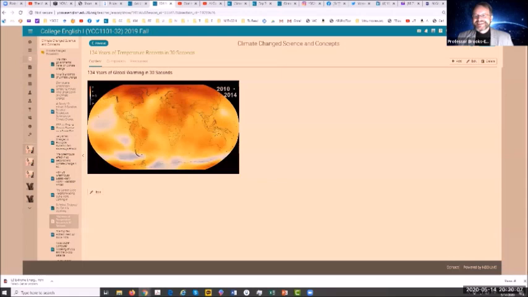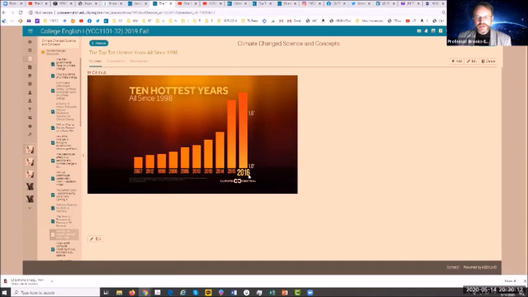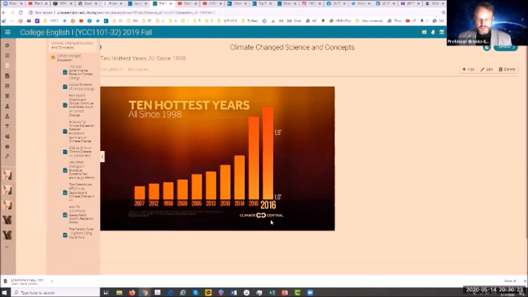Okay, so moving on, here we have the 10 hottest years since 1998. Now take a look at this. This is kind of interesting. What we can see here is that pretty much there's nothing in the 20th century. It's all 21st century. And actually 2017, 2018, 2019, while they weren't the hottest years, they're really close. They're like second, third, fourth hottest years. They're not like cold.